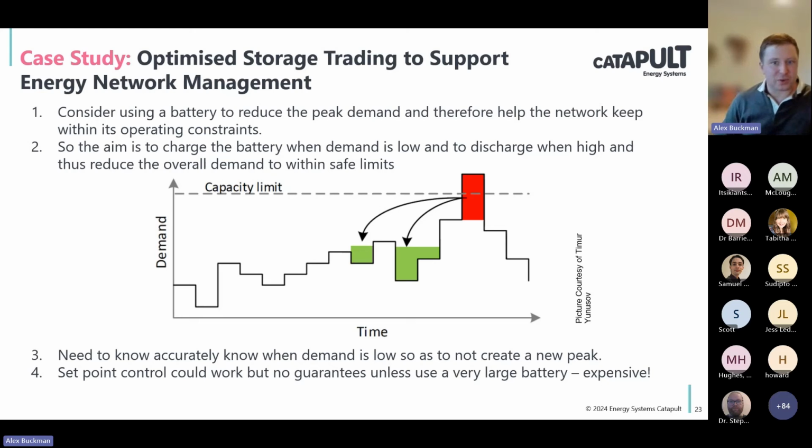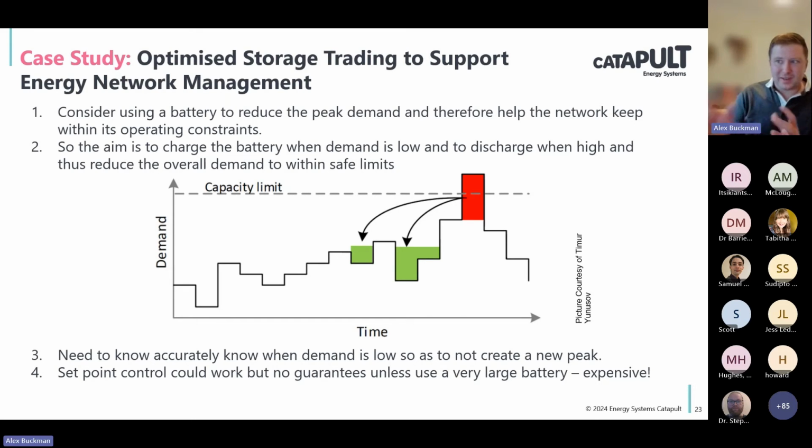We also need to make sure that we charge the storage at a point low enough so as not to create a new peak. This is important because if you charge at the wrong time, and everyone does the same thing, you might end up developing a peak at a different point of the day that responds to markets but still exceeds that network limit, which is something we need to avoid as well.